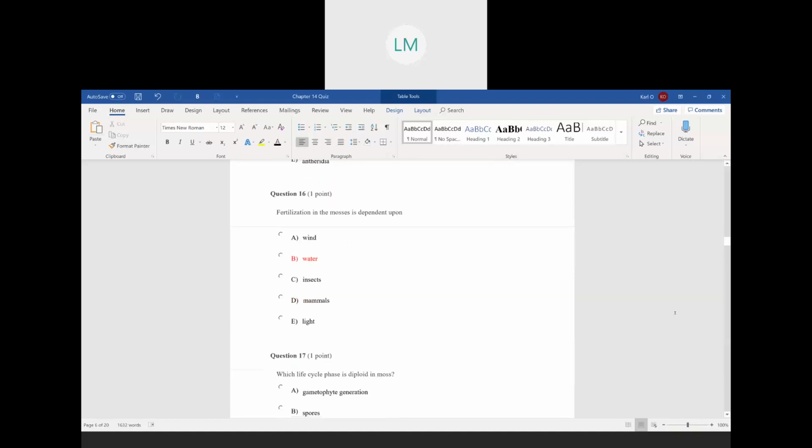Question 16, fertilization in the mosses is dependent upon B, water. They have those flagellated sperm. They are dependent on the water for fertilization. As we go through plant evolution, we see this trend towards becoming independent from water for fertilization, but mosses are still very much dependent. Fertilization in the later plants, like the gymnosperms and the angiosperms, is dependent on wind and animals to help with fertilization, but our mosses and our seedless vascular plants both need water.